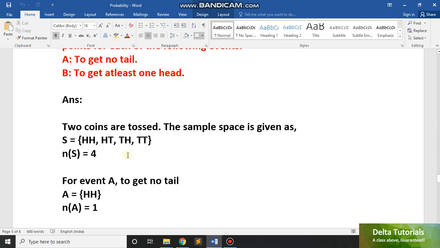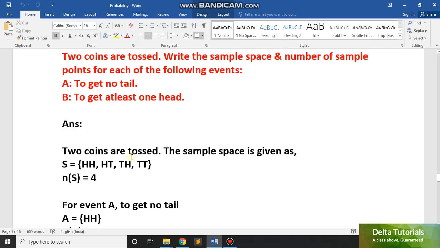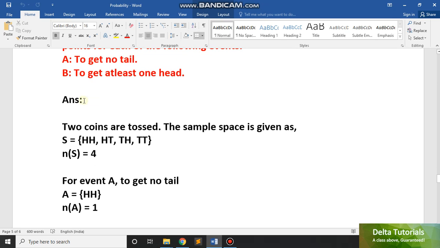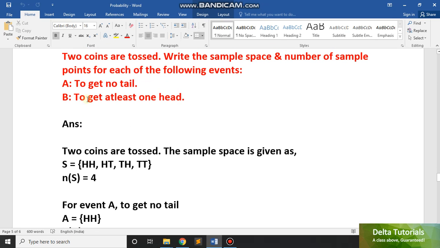In the previous video we have seen how to write the number of sample points and sample space. Now here, for our main event, we have written the sample space, right? Now we will consider the first event, that is event A. Event A is to get no tail.